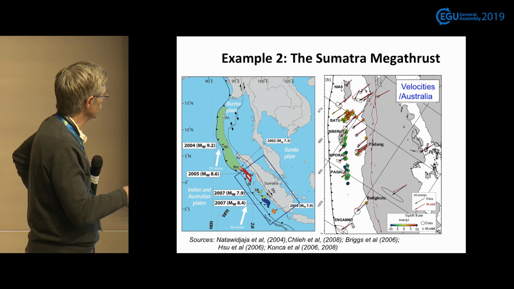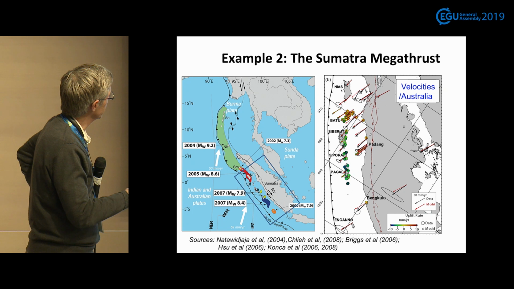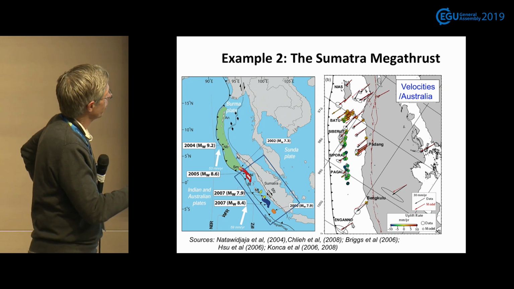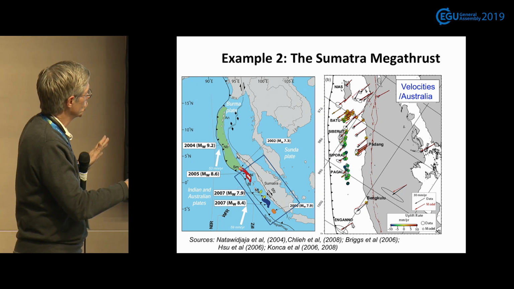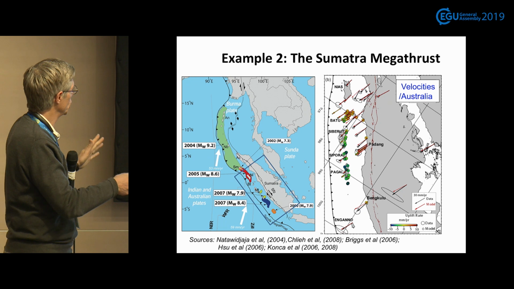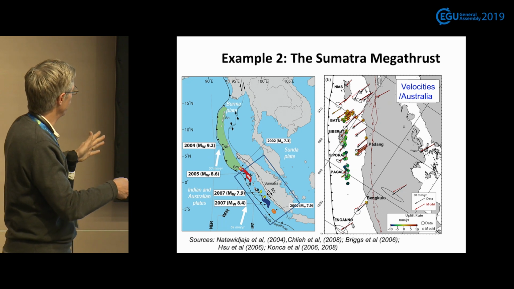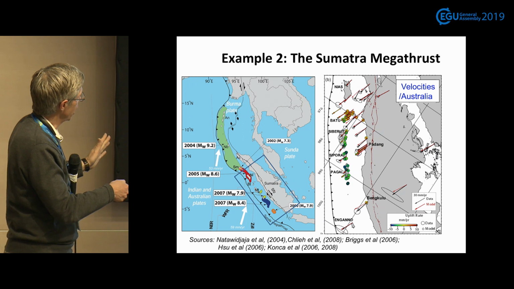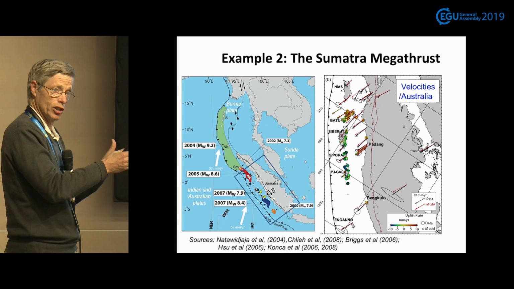You have large arrows. And when you move close, it's relative to the upper plate. So when you are far away from the plate, you see the convergence between Sumatra and Australia, which is on the order of 5 centimeters per year. And when you get closer to the trench, the arrows are getting smaller and smaller. So this is the indication that the plate interface is locked.